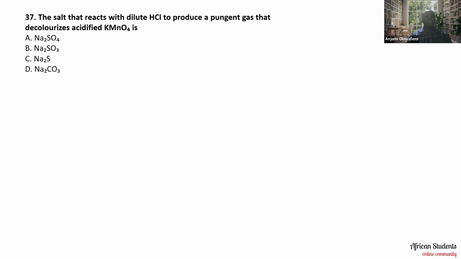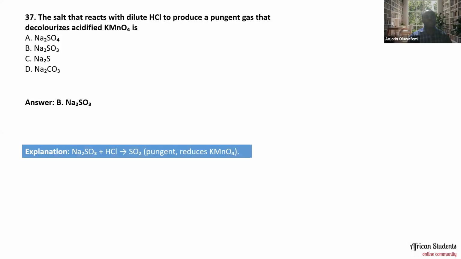The next one says that the salt that reacts with dilute HCl to produce a pungent gas that decolorizes acidified KMnO4 is: Na2SO4, Na2SO3, Na2S, or Na2CO3? And the answer is Na2SO3. And the reason is because when you react Na2SO3 with hydrochloric acid, SO2, which is a pungent gas, reduces KMnO4. So that's that for that.